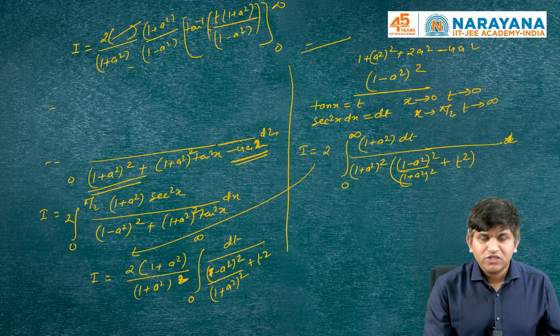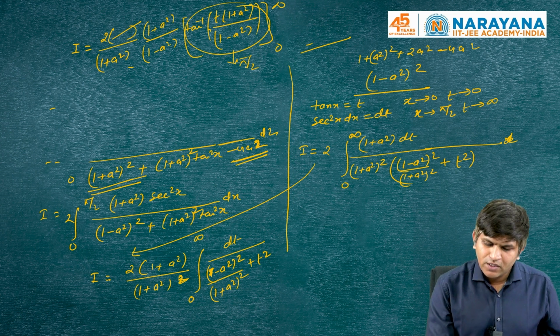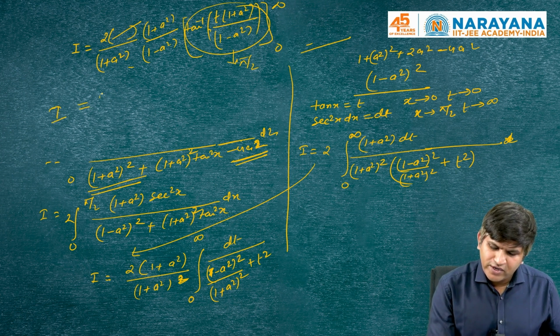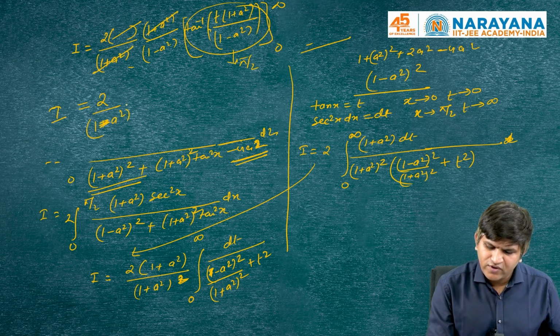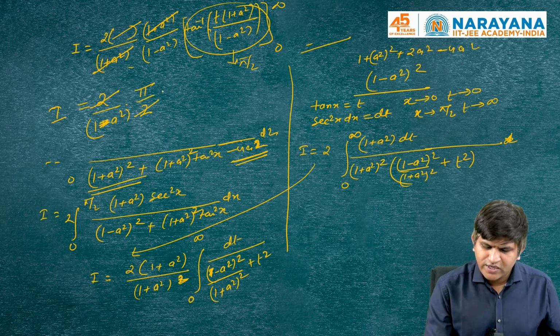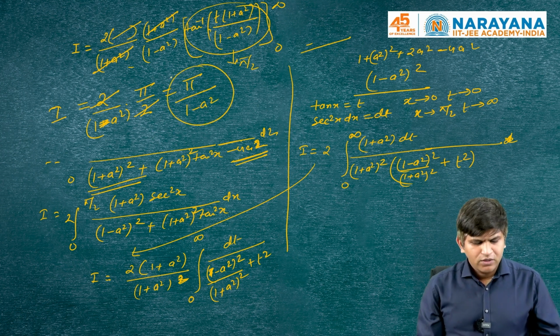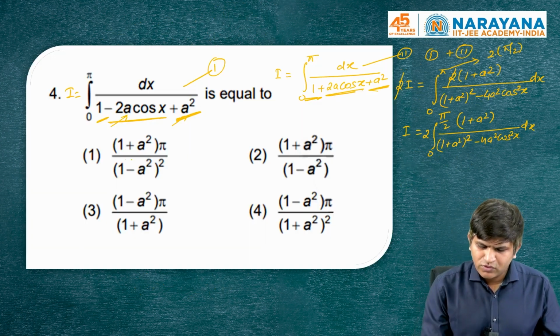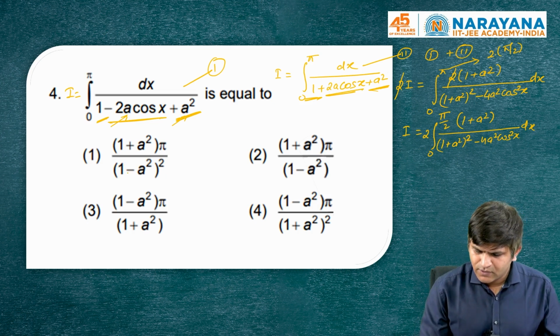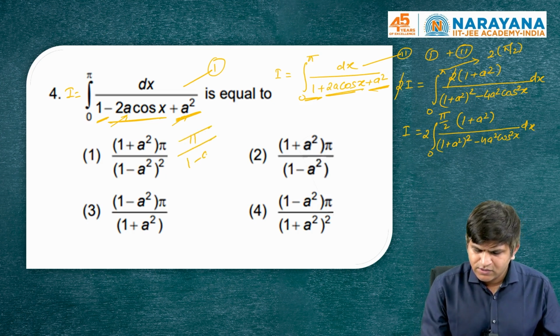If we put 0, this will be 0. If we put infinity, this value will be pi by 2. So now I equal to, we are getting 2 times (1 + a²), again we can cancel, so (1 − a²) we are left with, and this value will be pi by 2. So this 2 and 2 we can cancel, so the answer will be pi upon (1 − a²). So going back to the question, our answer will be pi by (1 − a²). This will be the final answer.